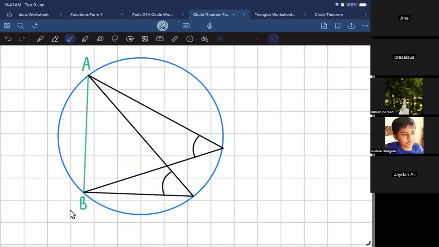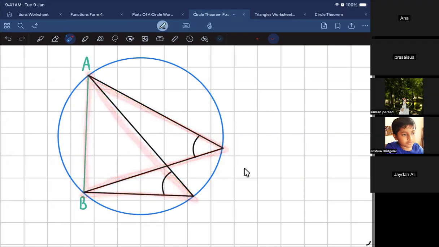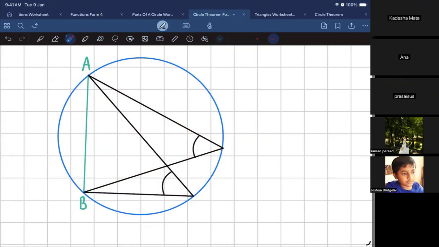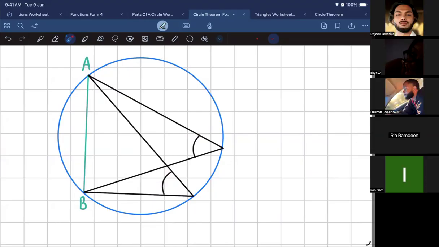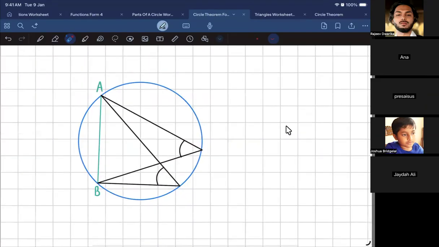Are you seeing that? Nice. What about you? I have two angles and they're standing on the same chord, so they should be equal. If you're confused, tell me. You see it clear as day, right? Okay, good. Anybody want me to go over it? Let me know, guys.